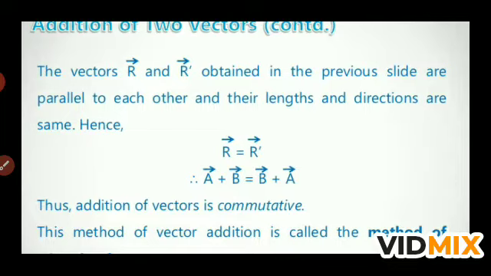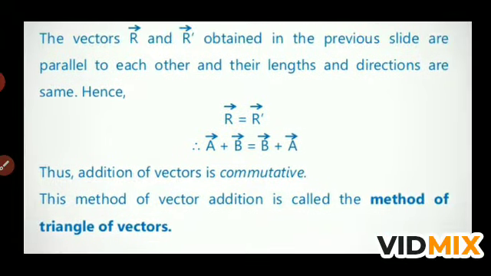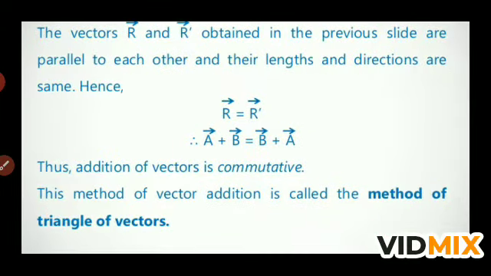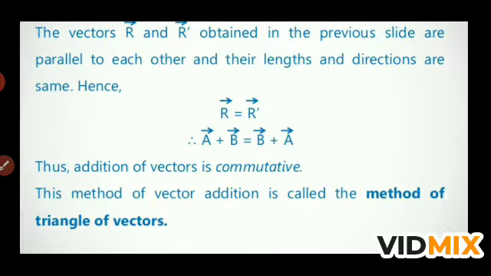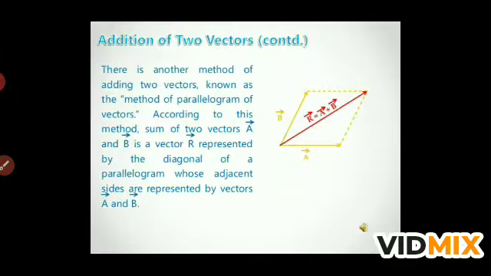Vector r and r dash obtained in the previous slides are parallel to each other and their length and direction are same. Therefore we can write r is equal to r dash, and therefore vector a plus vector b is equal to vector b plus vector a, and this addition of vectors is known as commutative, and this method of vector addition is called method of triangle of vectors.